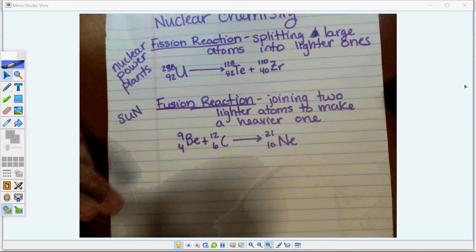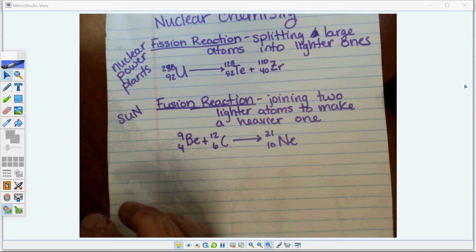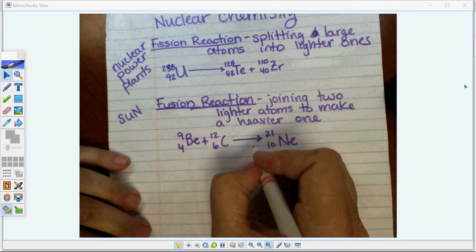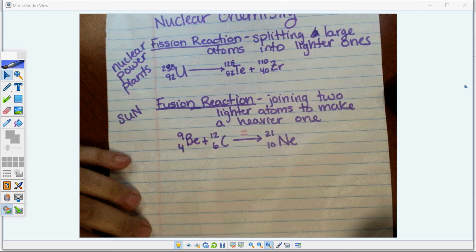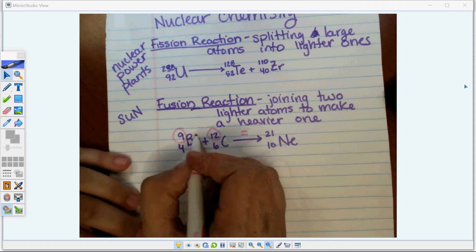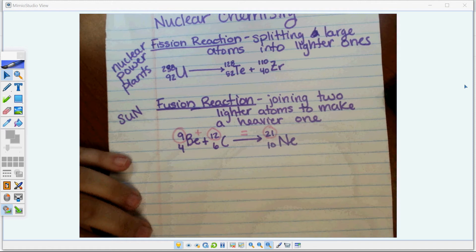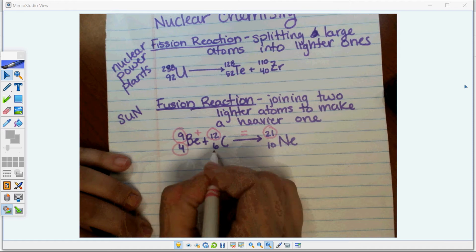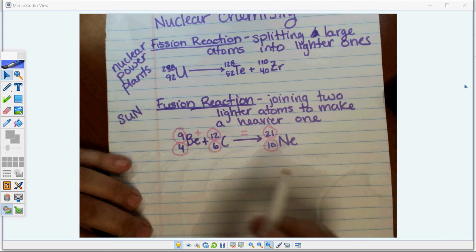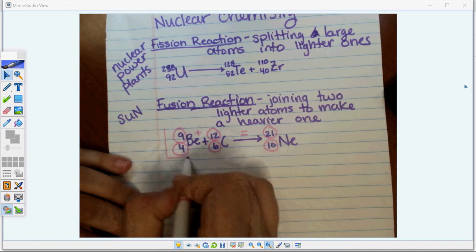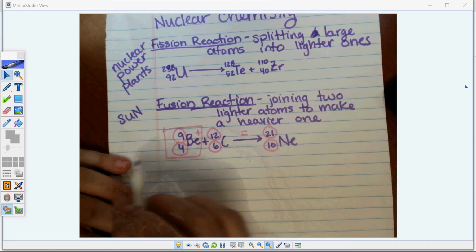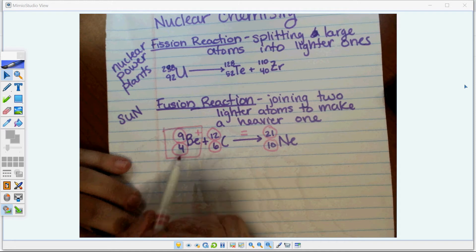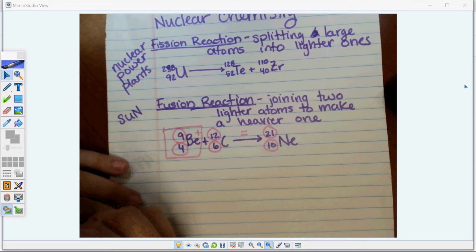When we talk about balancing nuclear equations, it's pretty easy. If you look at this as if it's a math problem, and where the arrow is, if you kind of treat that like an equal sign, the numbers on the top have to add up to equal each other on both sides of that equal sign. So 9 plus 12 equals 21, and then 4 plus 6 equals 10. So if I gave you something like this, and instead of telling you what this was, I just left a blank, it's pretty easy to figure out. And I'm going to do a couple examples of those with you.